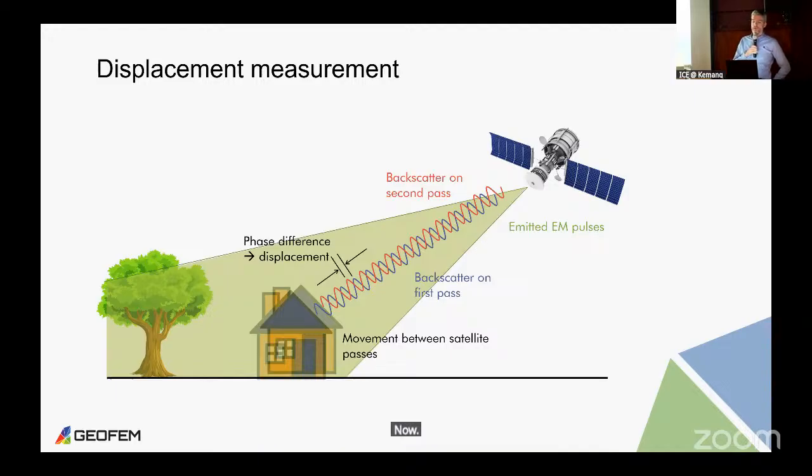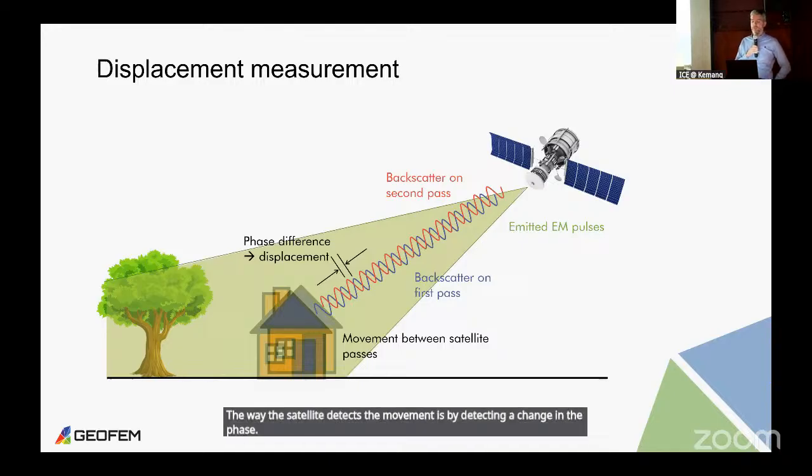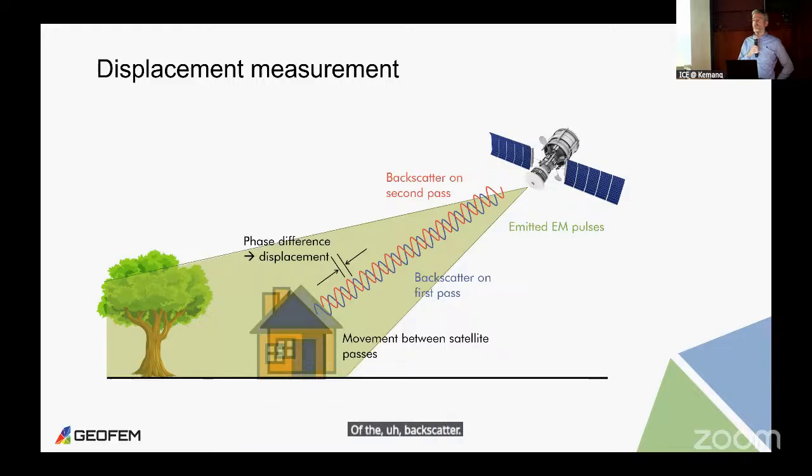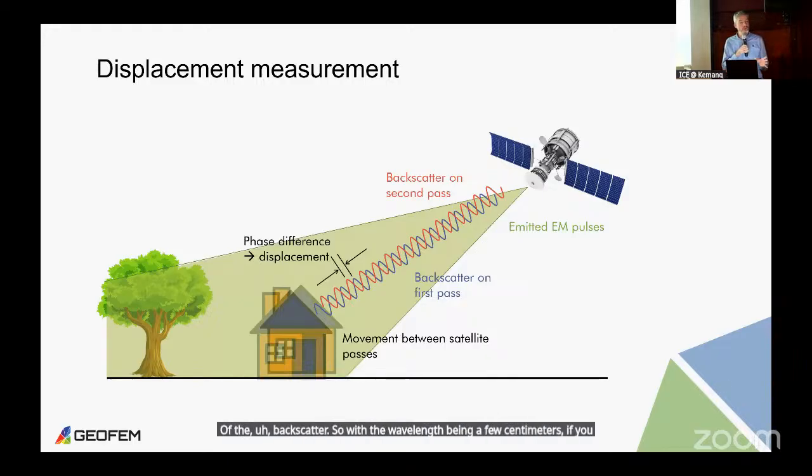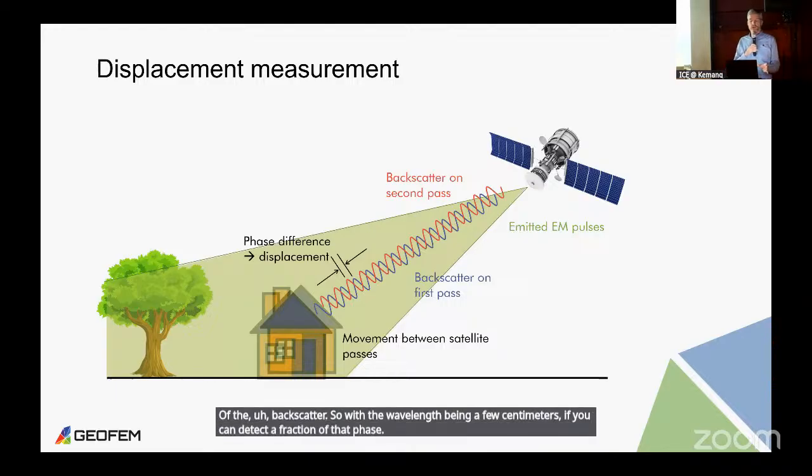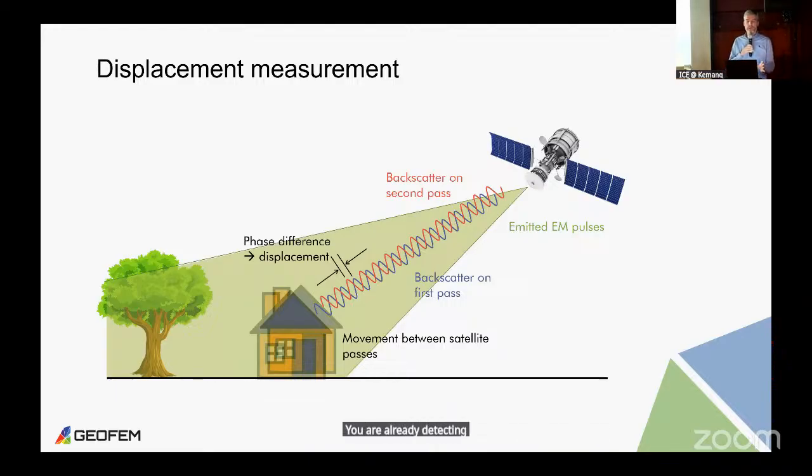Now, rather than measure the distance from the satellite all the way to the object, the way the satellite detects the movement is by detecting a change in the phase of the backscatter. So with the wavelength being a few centimeters, if you can detect a fraction of that phase, you are already detecting displacements of about sub-centimeter level.